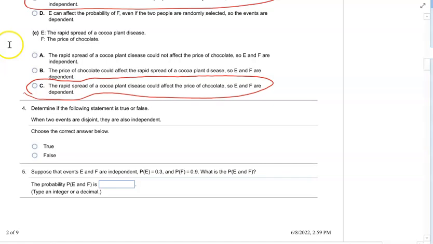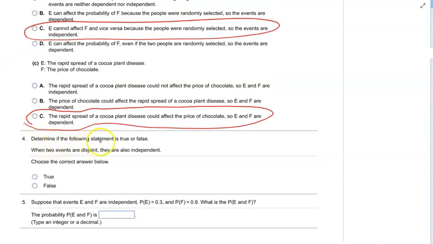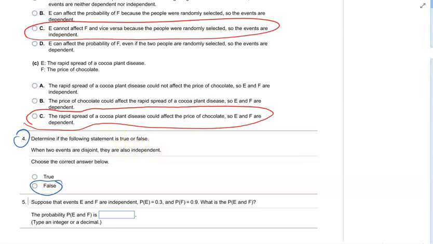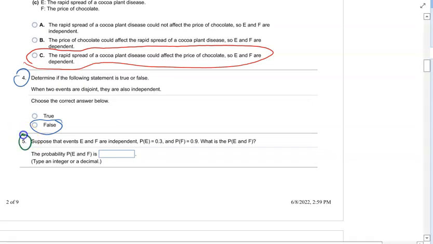Question number 4. Determine if the following statements are true or false. If two events are disjoint, they are also independent. That is obviously false. In other words, disjoint events can never be independent. Can never. Therefore, if two events are disjoint, they are not independent. That's the false statement.